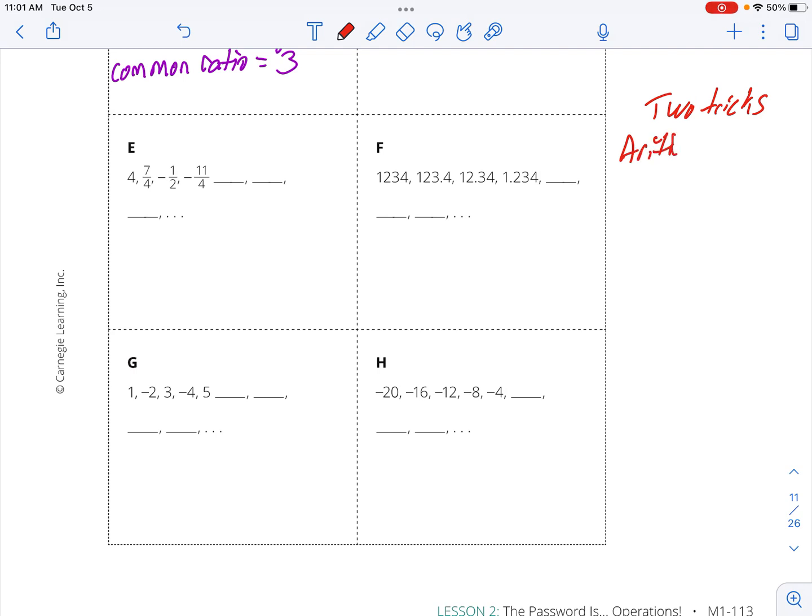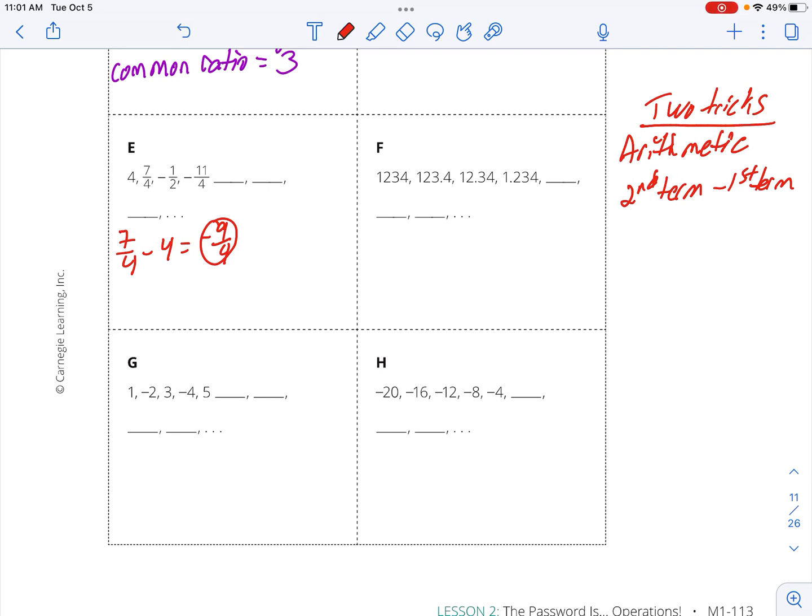For my two tricks, if it's arithmetic, to calculate that magic number, you're going to take the second term minus the first term. So that's what I'm going to do in letter E, because I don't see anything obvious on that one. When it's not obvious, I'm going to try that first trick. If it's arithmetic, then if I take 7/4 minus 4, go to your calculator and plug that in, what you get is negative 9/4.